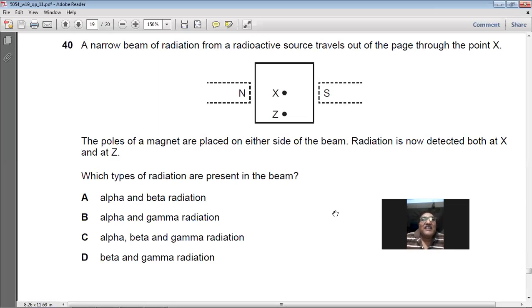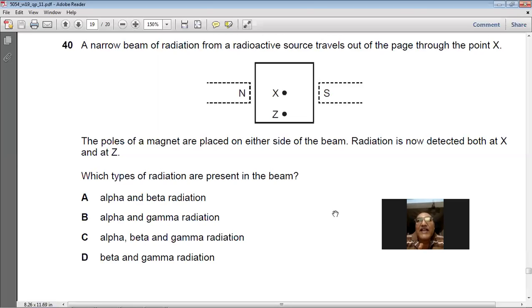So this sample is giving out gamma radiation and beta radiation. So D is the choice. D is the right choice. Question number 40, D is the right choice. It's a brand new question and it's tricky because it involves the concepts of radiation and it also involves the use of Fleming's left hand rule.